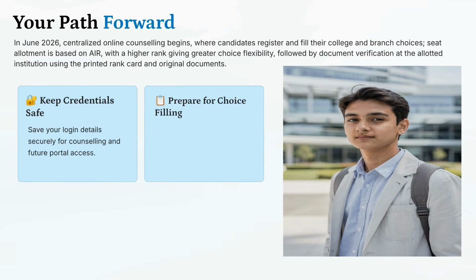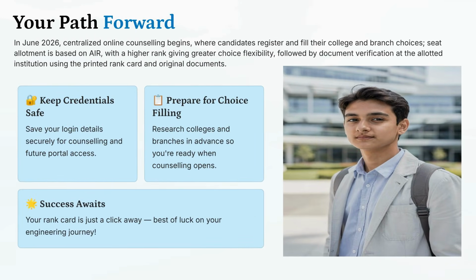In June 2026, centralized online counseling will begin where candidates register, fill college and branch choices, and participate in seat allotment based on their AIR. A better rank gives you better flexibility and more college options.